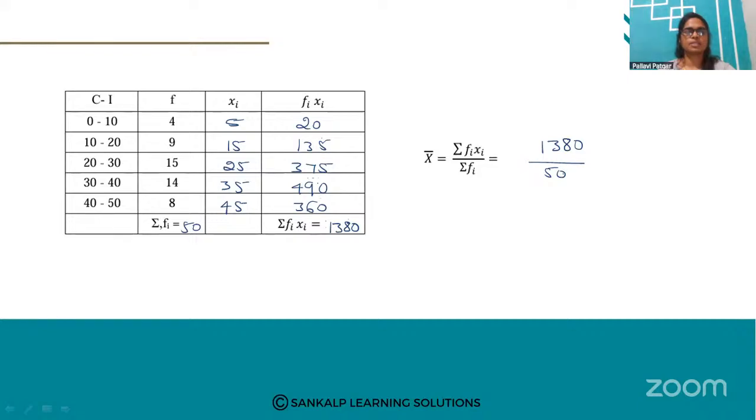Here the 0 cancels. 5 ones are 5, 5 twos are 10, 5 sevens are 35, 5 sixes are 30. So x bar is equal to 27.6. Therefore, the mean of the given data is 27.6.